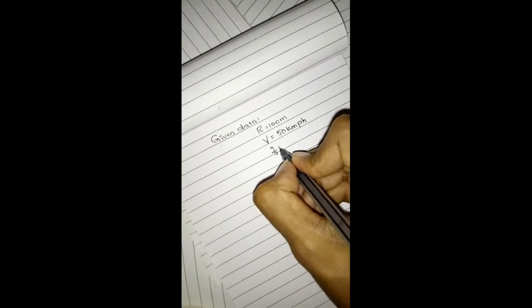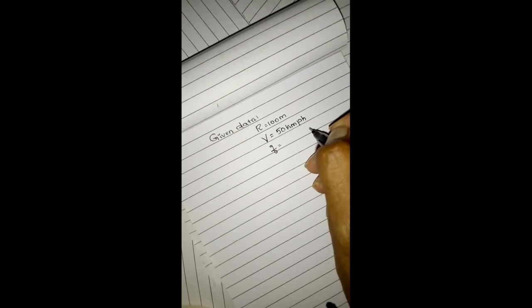And next, what is the next thing they had given? Design coefficient of lateral friction is 0.15, that is F. From the equation we can see F is the coefficient of lateral friction. Here coefficient of lateral friction they had given as 0.15. These are the given data we have.